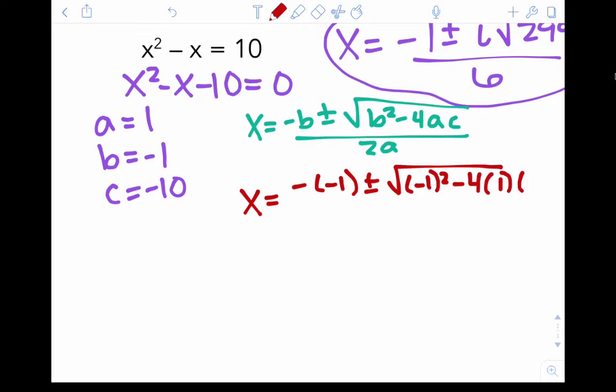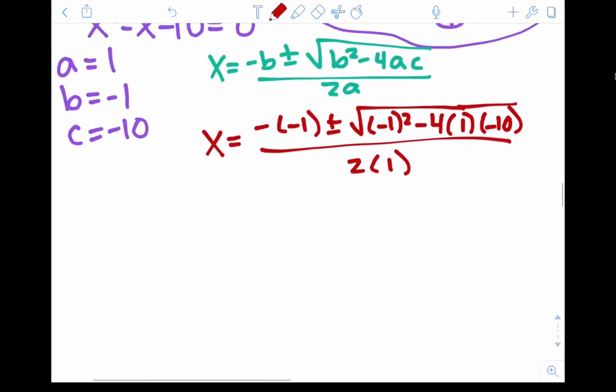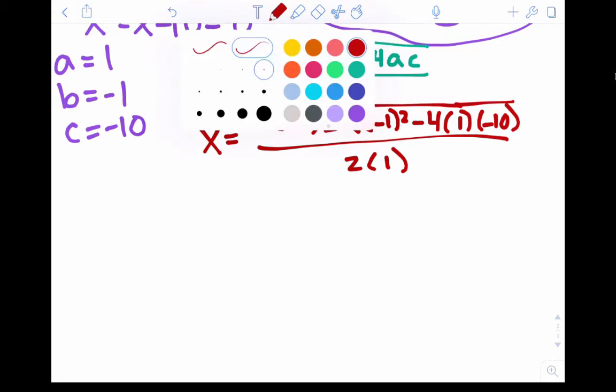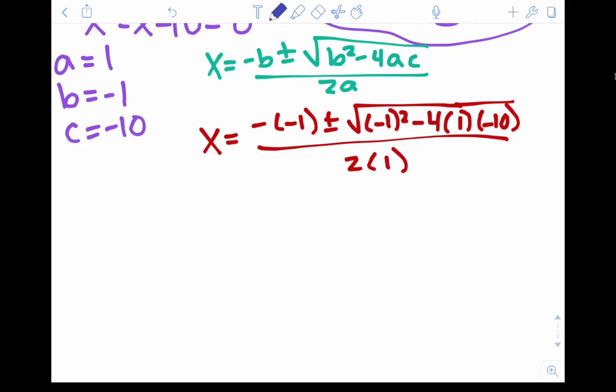So be very, very careful with your negatives. And whenever you plug in a number that is a negative number, go ahead and put it in parentheses. That's a good habit to get into. So as I go through and simplify this, negative 1 is just a positive 1, plus or minus the square root. Negative 1 quantity squared is positive 1.